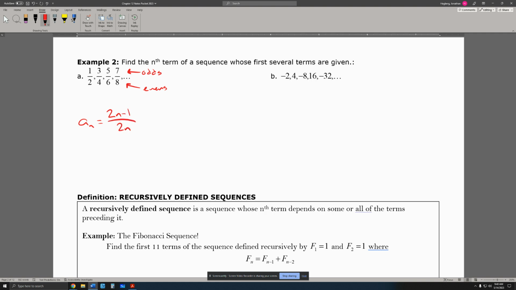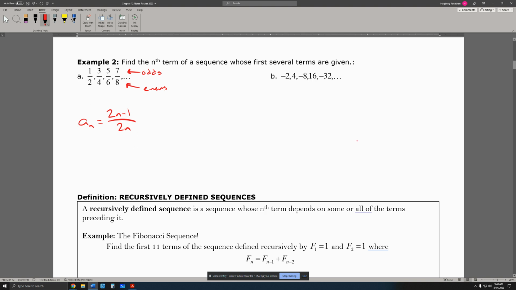So 2n minus 1 over 2n. And you can go back and plug in values like 1, 2, 3, and just see if we actually do get those values. So if we plug in 1, 2n minus 1 is 1, and plugging in 1 here, we have 2. So yes, 1/2 is our first term. Plugging in 2, 2n minus 1 is 3, and then 2 times 2 is 4. So yes, we get 3/4. So go back and double check those first few terms and just make sure that your rule holds for that sequence.